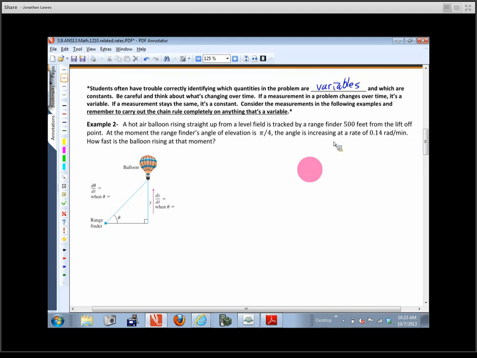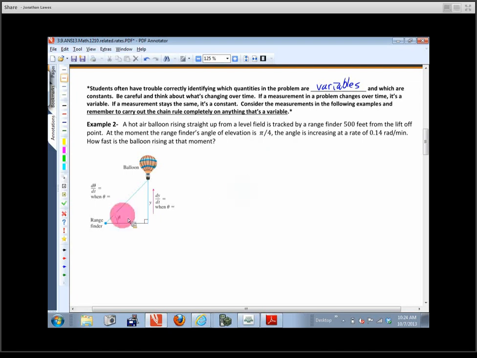Okay, so let's look at this diagram and let's figure out what's going on. So it says the rangefinder is 500 feet from the liftoff point. So this distance right here is 500, at least initially. Don't write anything yet. And then it says it rises straight up. So perfectly windless day. We're really simplifying the situation. It's just going to go straight up. So that angle right there is even indicated as a 90 degree angle. And then what we want to know is, how fast is it rising at this particular time?